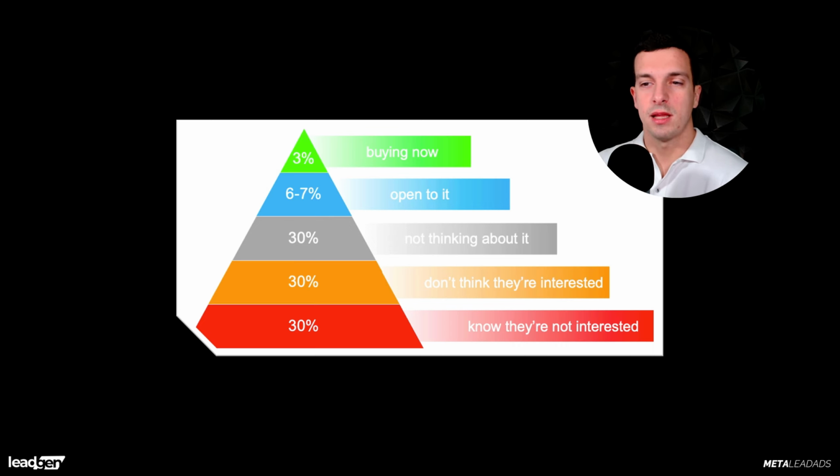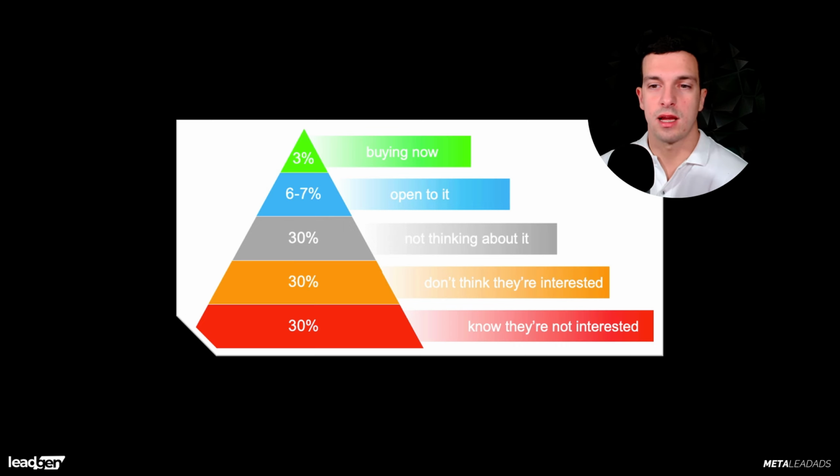6 to 7% are open to it. 30% are not thinking about it, another 30% don't think they're interested, and another 30% know they are not interested. So if we go with something like a direct offer, like here's a discount, buy our services, we're going to appeal only to the 3% on top.